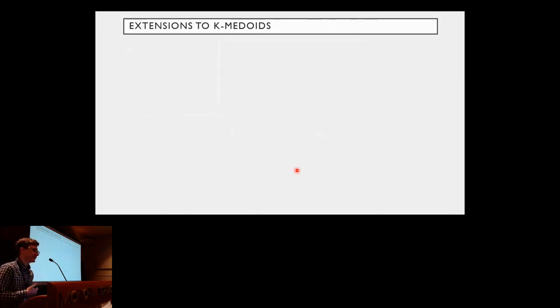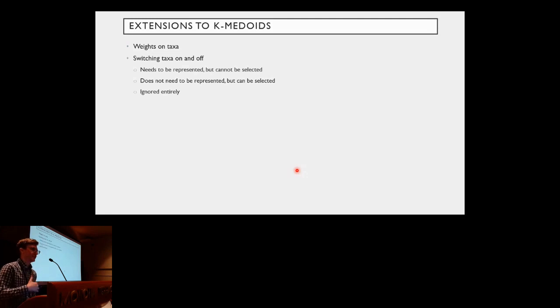What it meant for us is that we can implement multiple extensions to k-medoids. One, the obvious one, we can put weights on taxa. If we have taxa with higher weight, we want them to be represented more than others. Then we can also quite flexibly switch taxa on and off in the phylogeny. For example, we might have some taxa that we want to be represented within selections, but we don't want them to be selected as representatives.